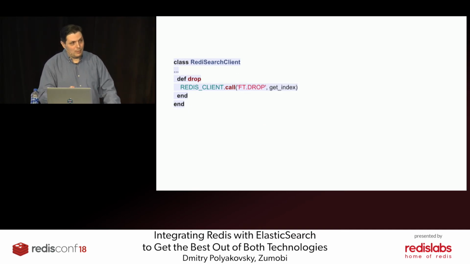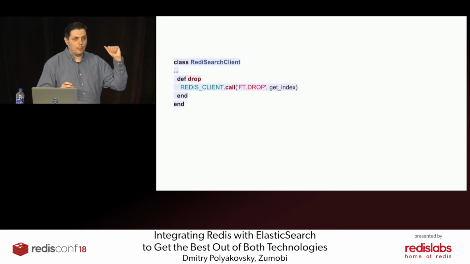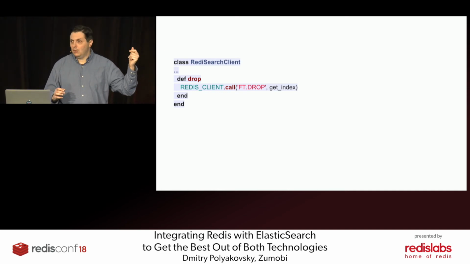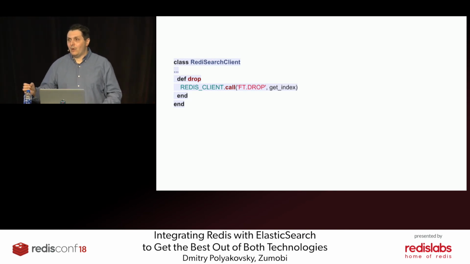But the cool thing about this approach is now our data cleanup becomes much easier. We drop the one key, which is the Redis stream, and Redis on its own will delete all items in there. And then we call this ft_drop command, and RediSearch will take care of cleaning up all the individual Redis keys for that index. So that's the positive.